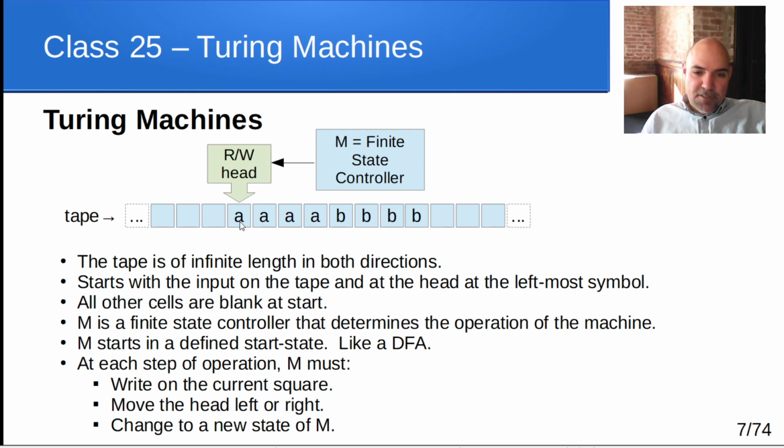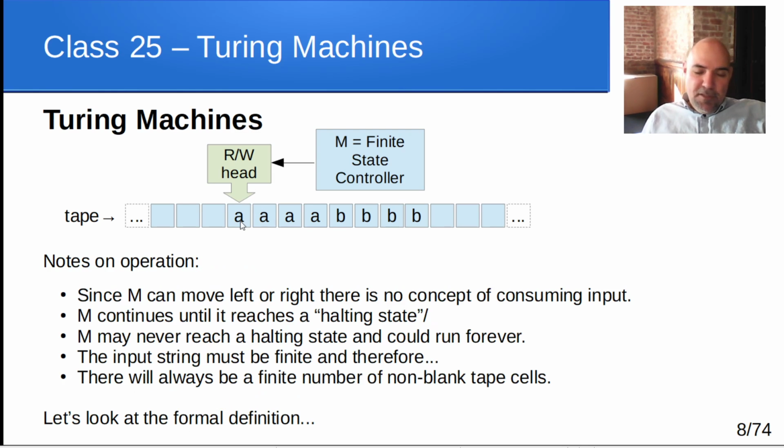M starts in a defined start state, just like a DFA or NFA have a defined start state. And at each step of operation, M has to read the value from the current square, the current cell of the tape, and then make a decision. And what it decides is what it writes to the tape, whether to move the head left or right, and then what the new state of M becomes. So it's just like a DFA that changes from one state to another state. But when it changes state, it also will either move to the left or right, and it'll write something to that cell before it makes M move.